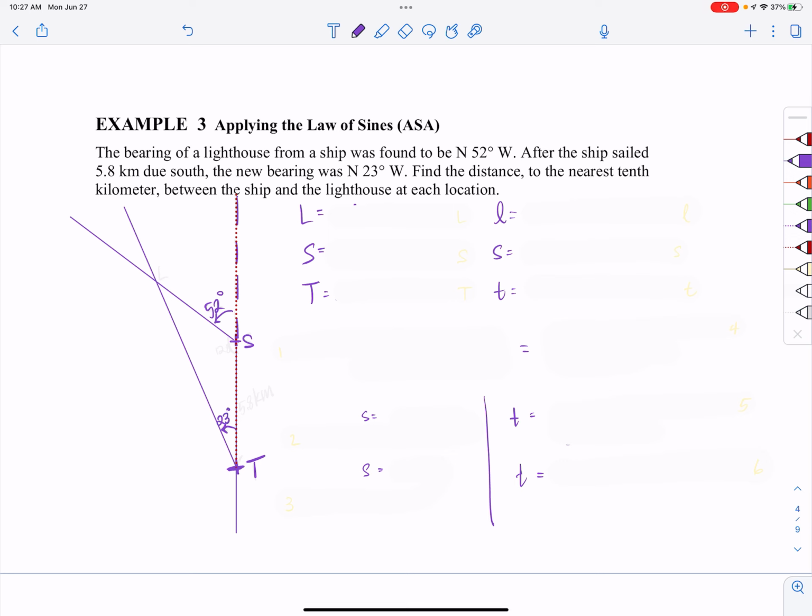So now it's really easy to see where the lighthouse is. It's because the lighthouse didn't move, the ship moved, and so wherever those two lines of sight cross over each other, that's where the lighthouse is. Now, when that ship was sailing south, he went 5.8 kilometers south.